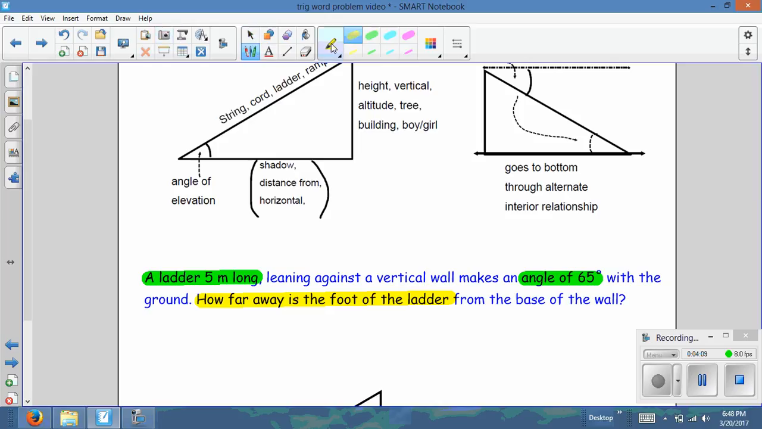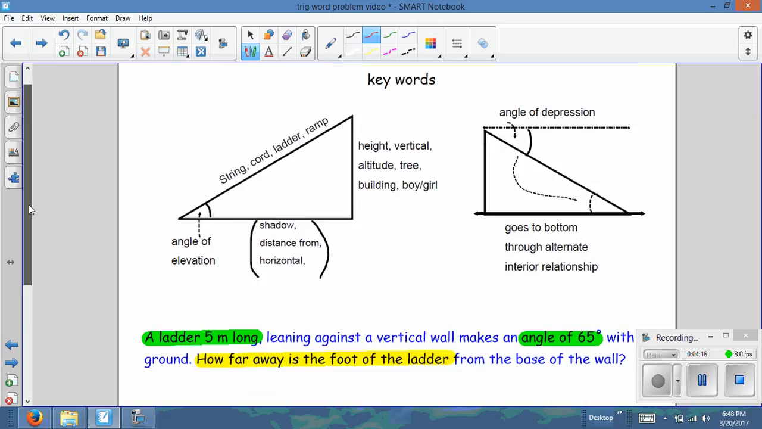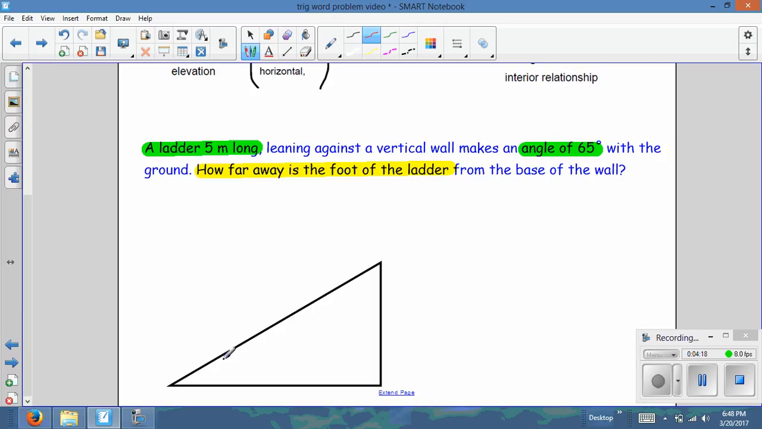We've already talked about ladders before. Remember, our ladder is always the hypotenuse, so our ladder is the hypotenuse, and I'm going to make that 5. Angle of 65, so I got 2 angles to work with. I'm not going to work with this right, so leaning against a vertical wall makes a 65-degree angle with the ground. Well, always the ground is on the bottom. That is always going to be our angle of elevation.